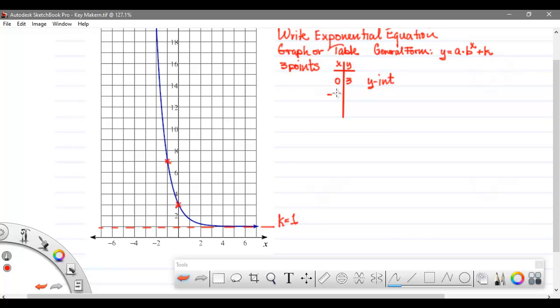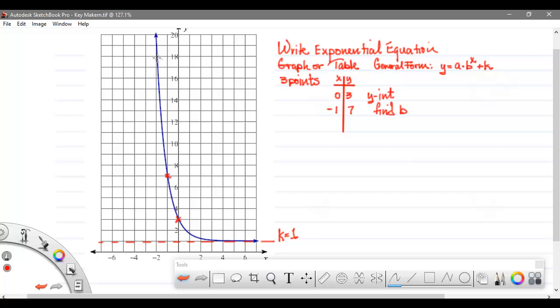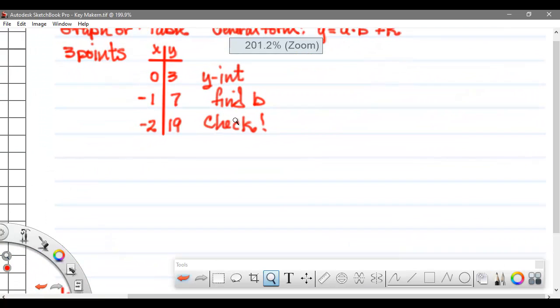All right, the next point, I'm going to go back to the left, and I see that I have (-1, 7). And I'm going to use that point to find the growth factor b. And then I'm going to find one more point, and if I look there, that line crosses at (-2, 19). So that last point, I will eventually use that (-2, 19) to check my equation to see if I've got the right equation. Okay, very good. Let's move on.